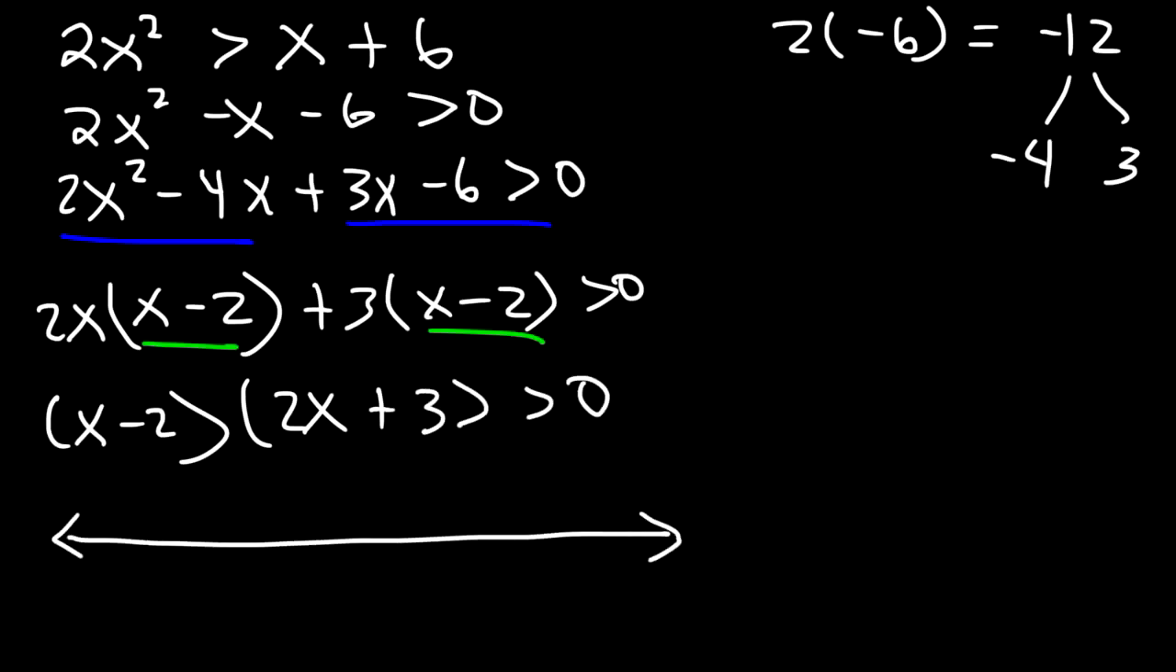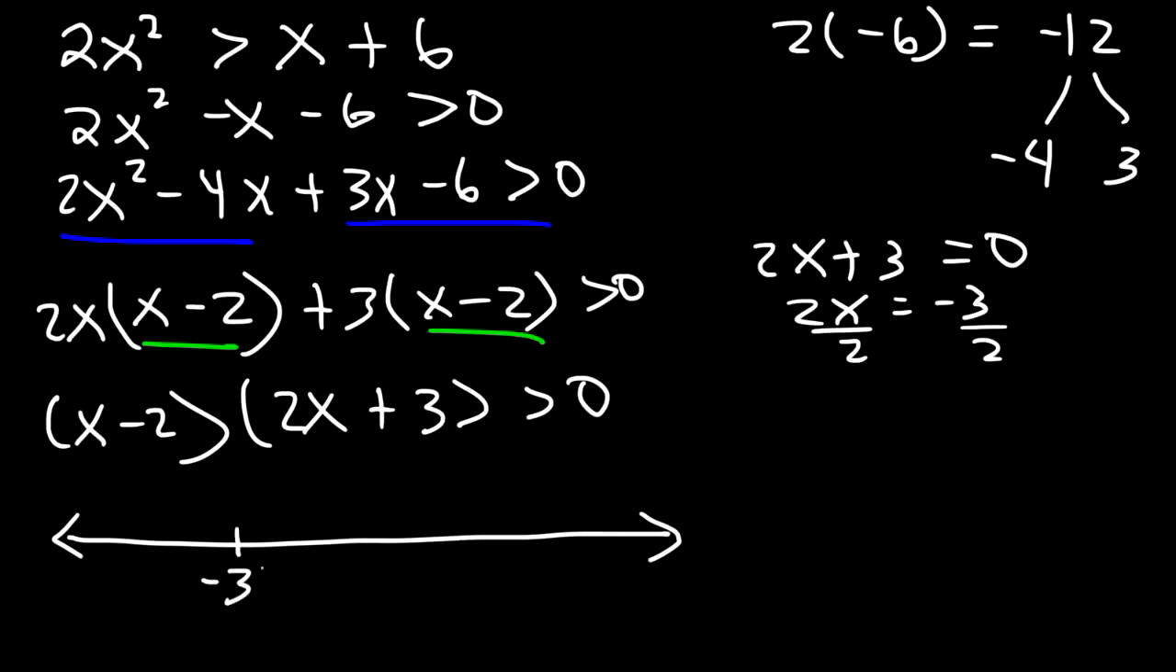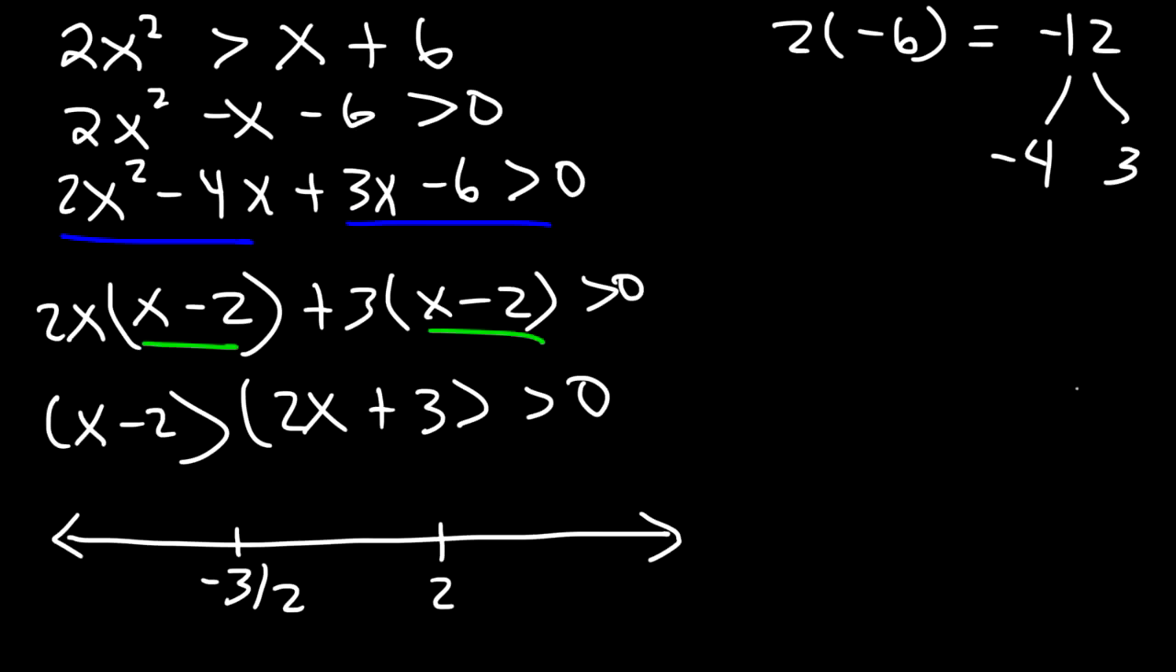So let's make a number line. And if we set 2x plus 3 equal to 0, and if we subtract by 3 and then divide by 2, the first point of interest is going to be negative 3 over 2. And if we set x minus 2 equal to 0, the second point of interest will be 2. Now keep in mind that the inequality doesn't have an equal sign, it's just greater than 0. So therefore we're going to have an open circle at these two points. Let's not forget infinity and negative infinity.